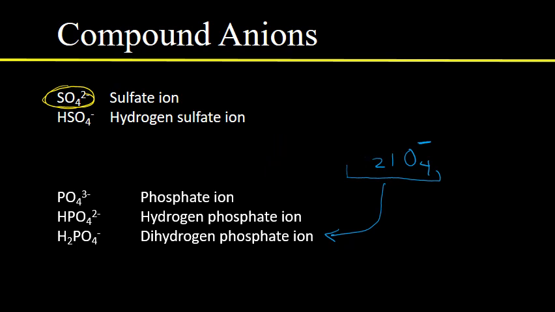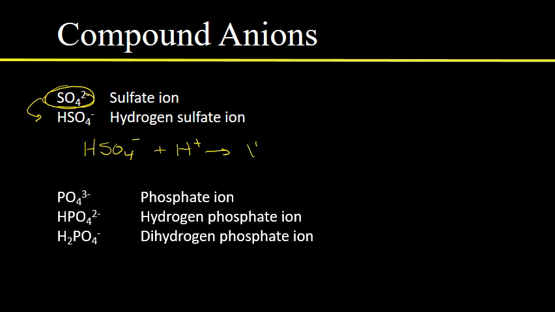You can add 1 hydrogen to sulfate to go from sulfate to hydrogen sulfate, but you can't add 2 hydrogens like you can with phosphate, because if you add another hydrogen to this, you get this formula. This is a fine compound, right? That's sulfuric acid. But when you combine them, you've got a -1 here and a +1 here, and so the charge is 0.